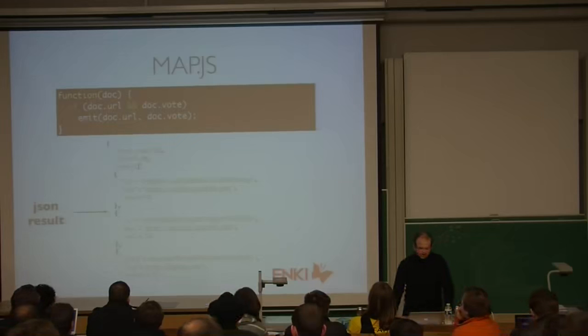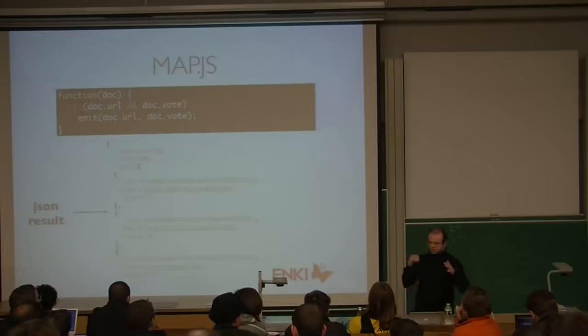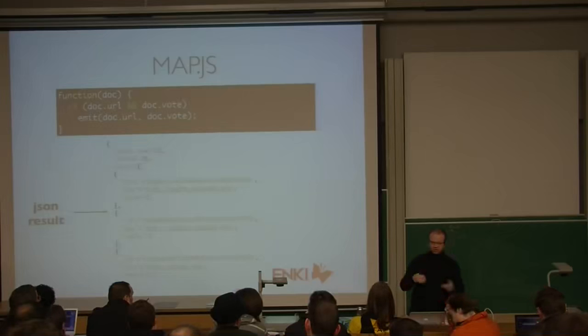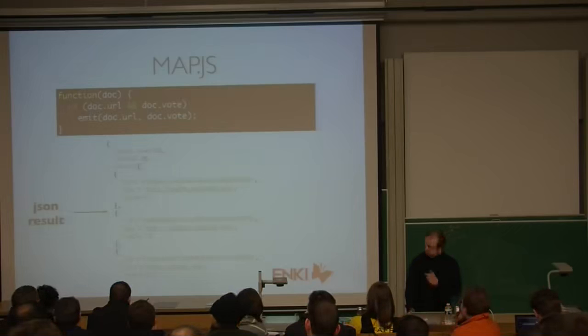It works, in fact, like this. Each time you save a document, nothing happens. But when you call your views, the documents that you saved since the last time will be passed as argument to the function, and the function will emit values that will be indexed on the disk. So you get a list of results in JSON.